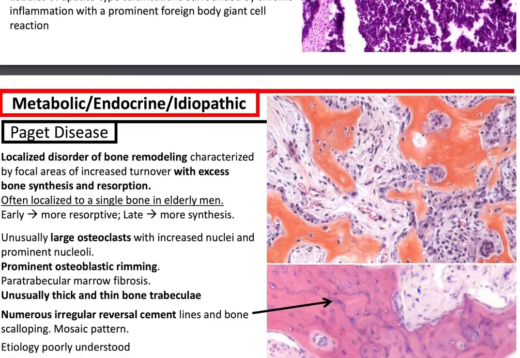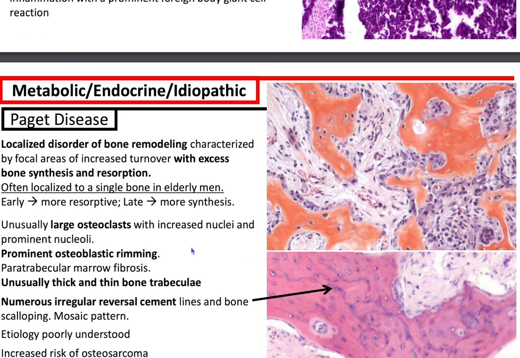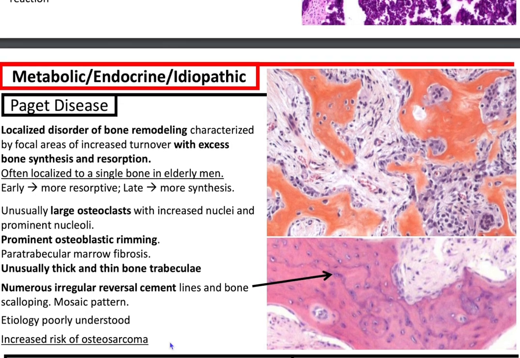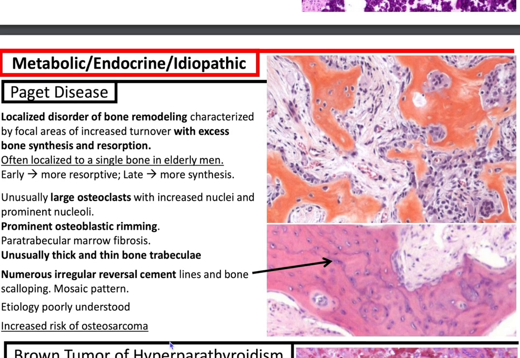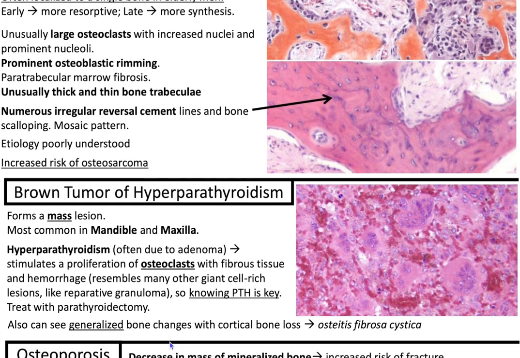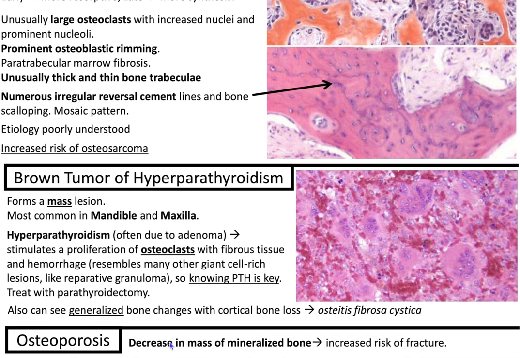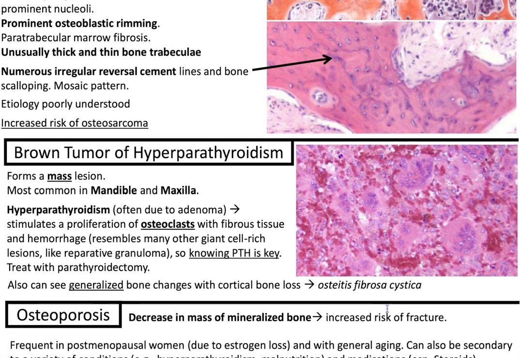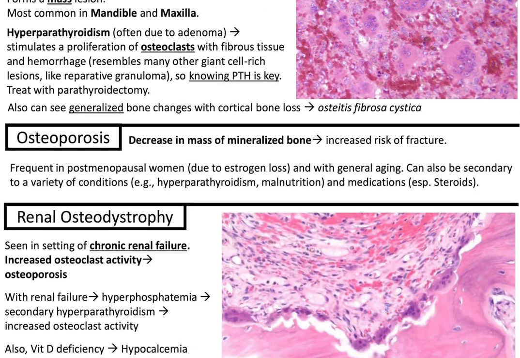Then lastly, metabolic, endocrine, or idiopathic. Paget's disease, you can have an increased risk of osteosarcoma. Brown tumor of hyperparathyroidism, you really want to nail that history of hyperparathyroidism. Osteoporosis and renal osteodystrophy, which is in the setting of chronic renal failure and increased osteoclast activity.